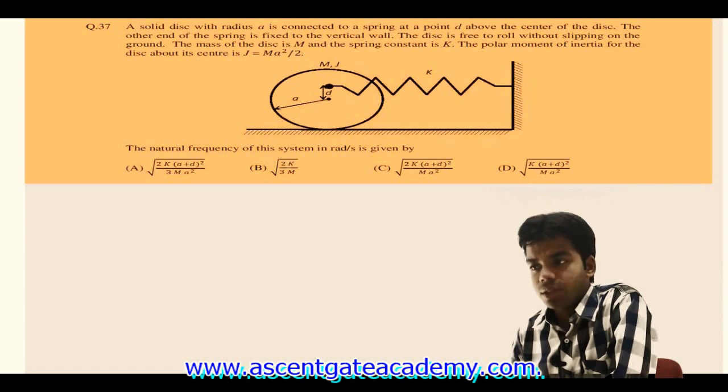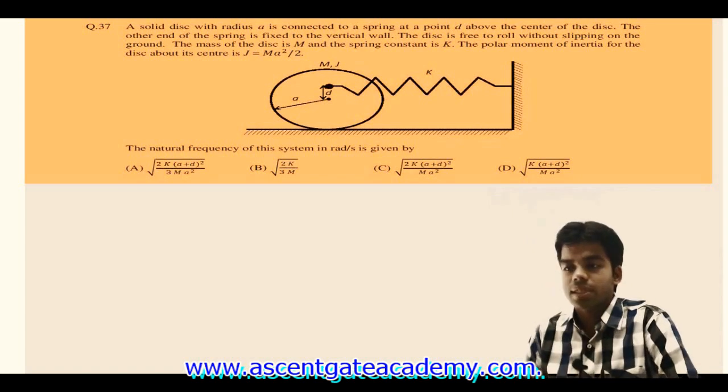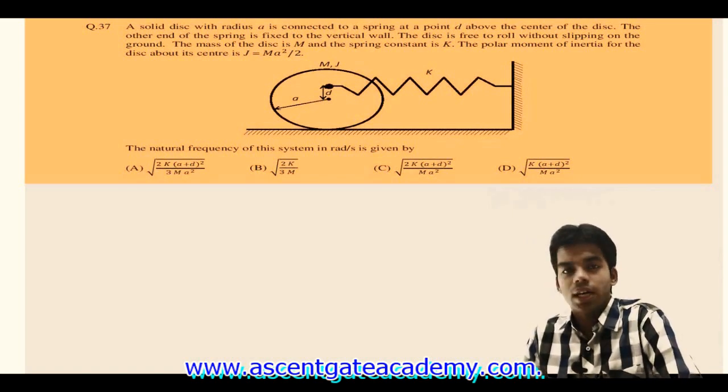The disc is free to roll without slipping on the ground. The mass of the disc is capital M and the spring constant is K. The polar moment of inertia of the disc about the center is J, which is ma square by 2. We have to determine the natural frequency of this disc. First of all, let us understand this figure very carefully.